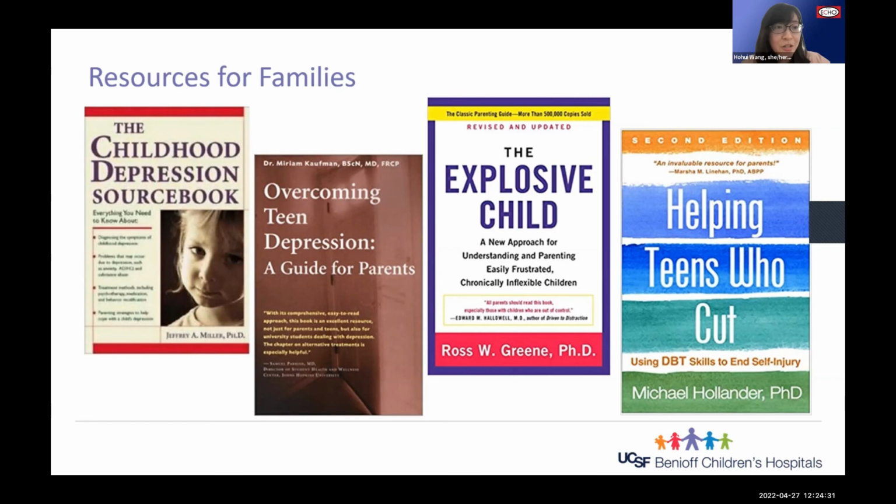And finally, here are some resources for families to understand better how depression looks really different in children and adolescents. The Explosive Child also talks about children's anger and tantrums, because it might be a manifestation of their depression. They're really trying the best that they can, yet they're feeling a lot of this anger because it's an externalizing symptom of their mental disorders. And then this is a DBT book that helps parents and teenagers understand how to deal with self-harm.